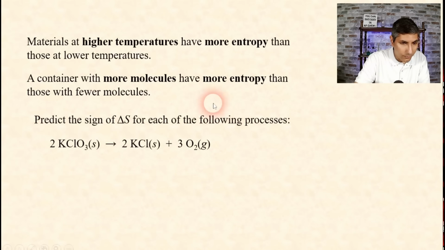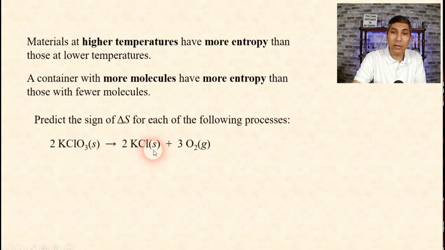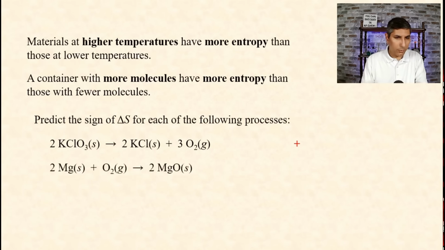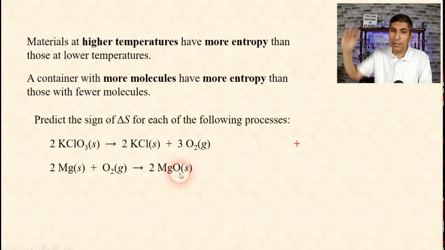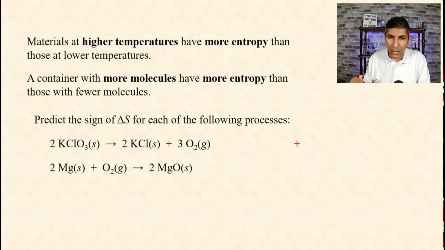In this first equation, we have a solid that is transitioning into a mixture of a solid and a gas. Now, solids have the lowest entropy. Well, solid and gas would have higher. And so in this case, we're increasing entropy, so it's a positive sign for delta S. In this next equation, it looks like we have a mixture of a solid and a gas transitioning into all solids. Once again, a solid and a gas changing to all solid is a decrease in entropy, so our delta S should be negative for this one.